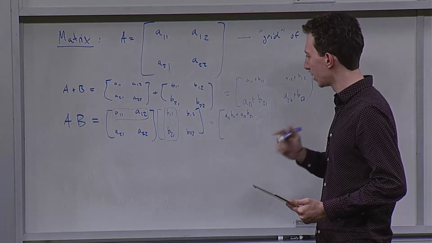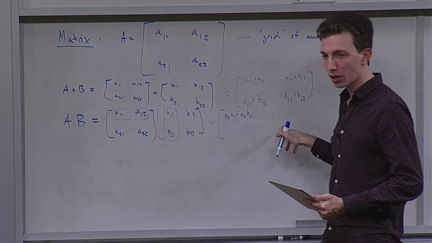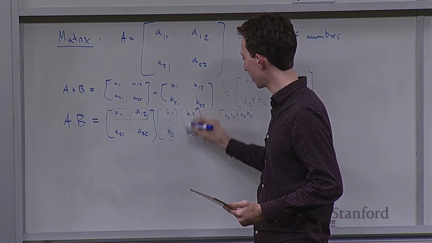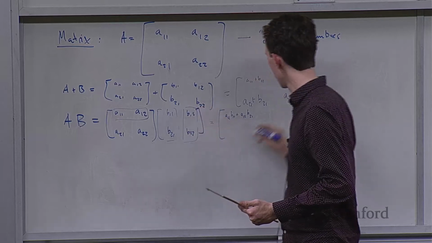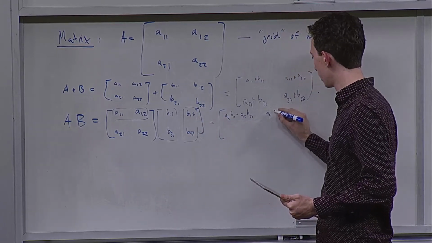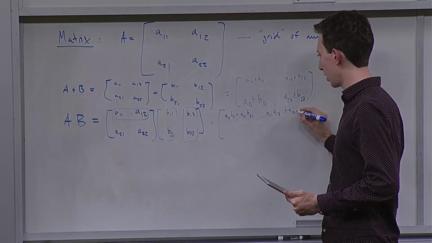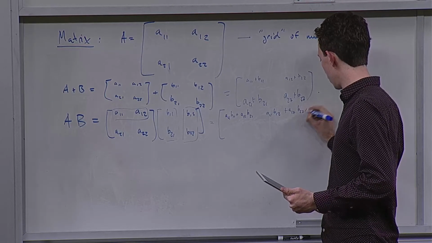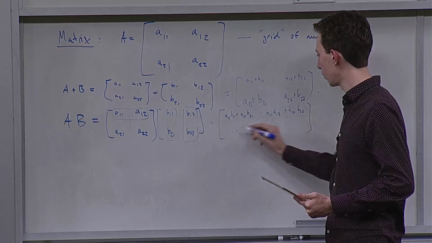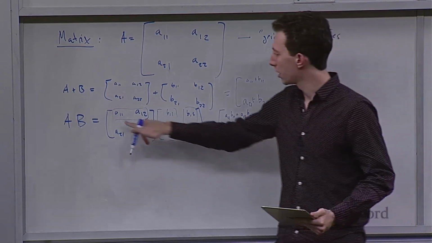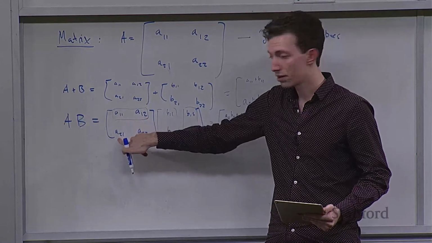Okay. So now what about first row, second column? It's going to be the same pattern, except now I'm multiplying it by the second column of B. And so I'm going to have A11 B12 plus A12 B22. And I won't fill out these guys. Hopefully it makes sense. What I'm going to do here is I'll do the same thing, except now using the second row of A.